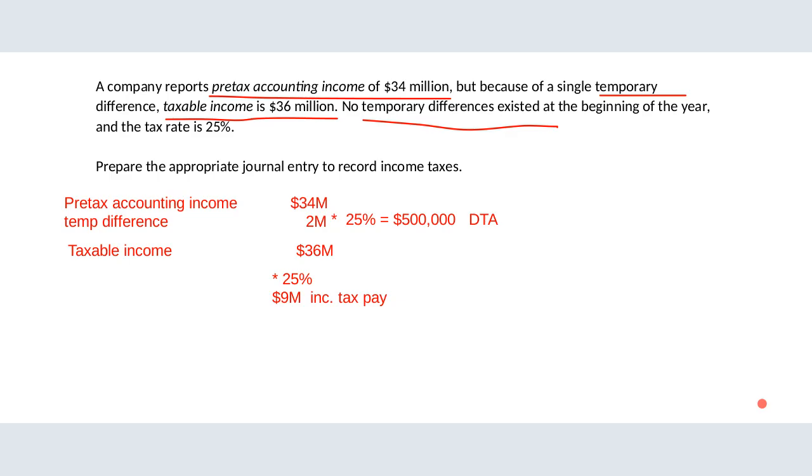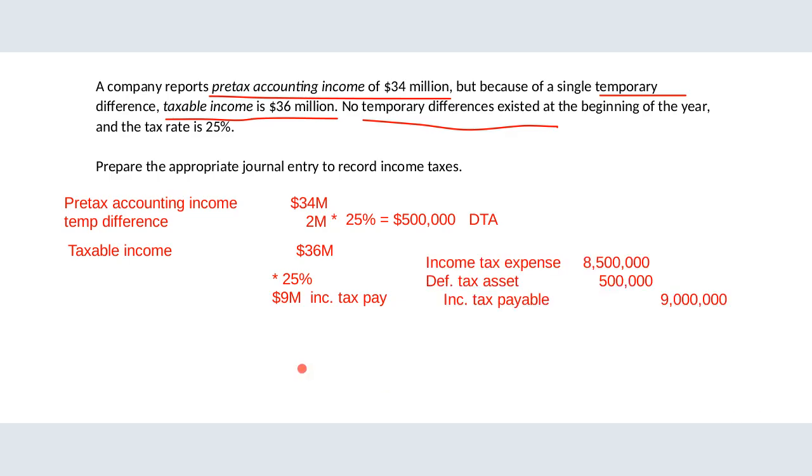We have our deferred tax asset, just like any other asset. We are going to debit if we want to increase the asset, or credit if we want to decrease it. And then we have our income tax payable for 9 million. Ta-da!